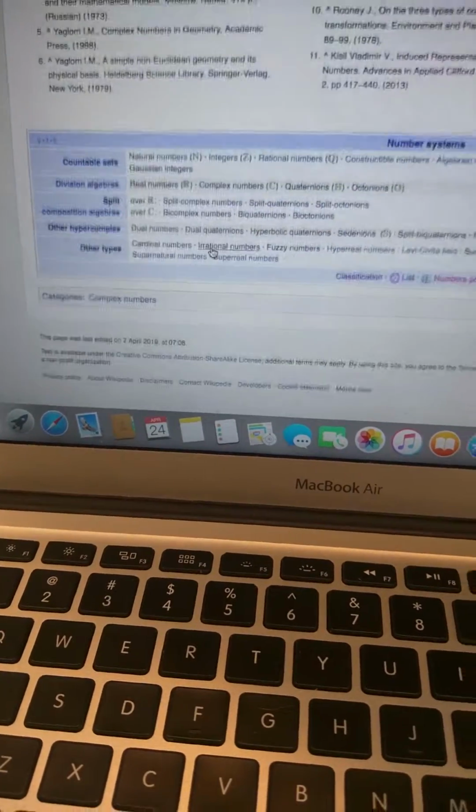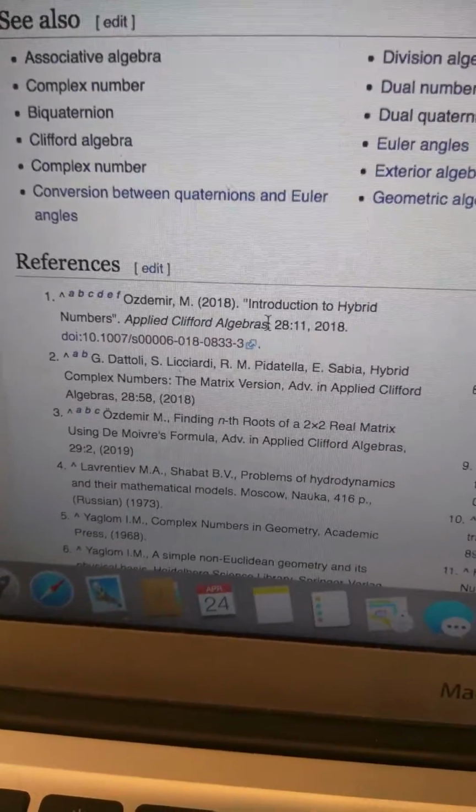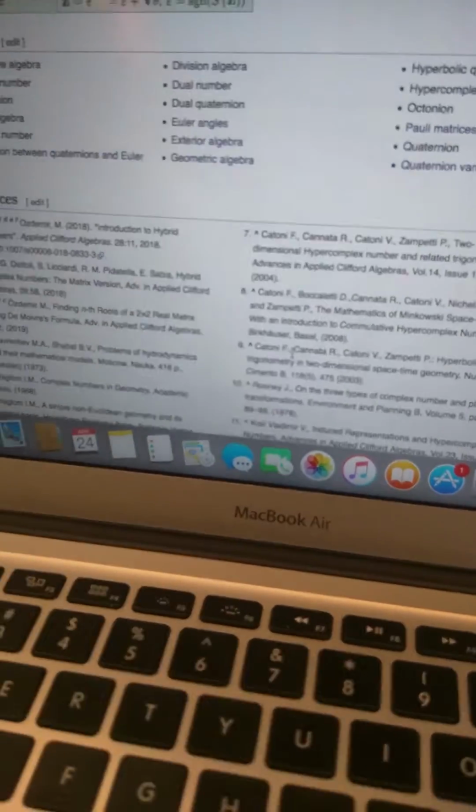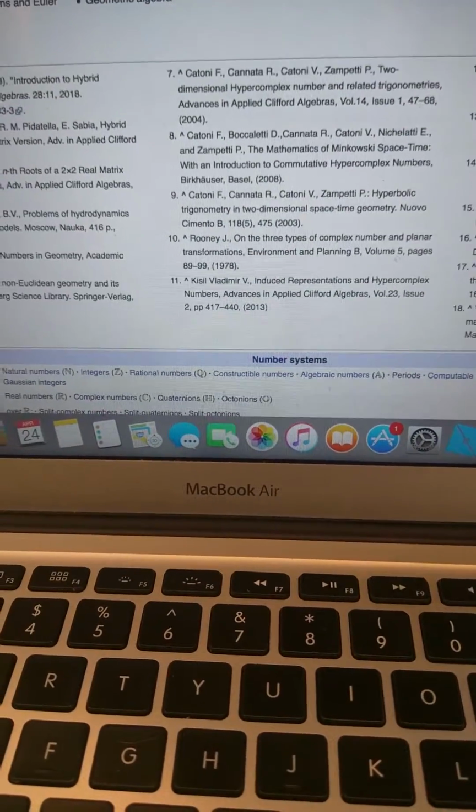Yeah, there are many websites. Investigation of Generalized Hybrid Fibonacci Numbers. It's pretty nice. Pretty new also, June 3rd, 2018. Most of these have nothing to do with hybrid numbers. Hybrid numbers aren't very well known, but M. Ozdemir is the person who started it, and even on Wikipedia it cites Ozdemir M. He has a good website. Introduction to Hybrid Numbers, Applied Clifford Algebras, and there are some other people too. Katoni F. Whoever that is. But I usually see M. Ozdemir when I'm talking about hybrid numbers.